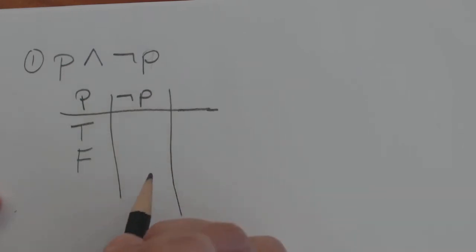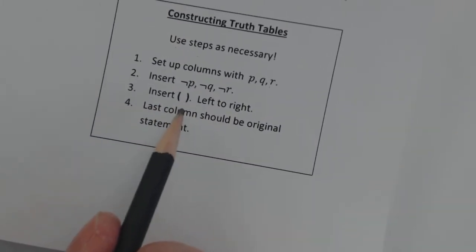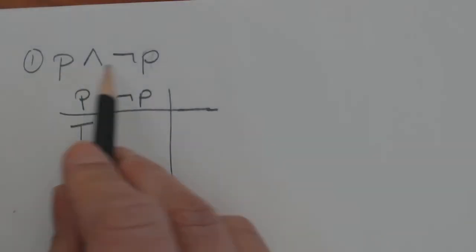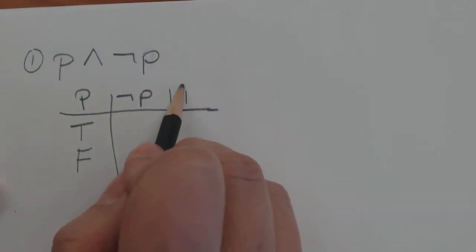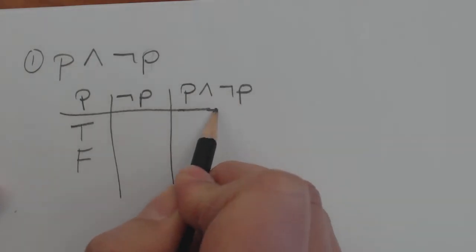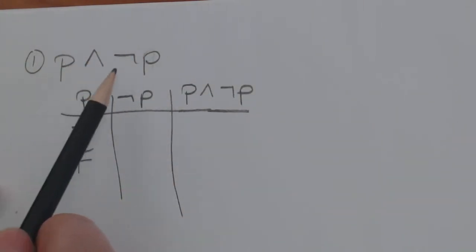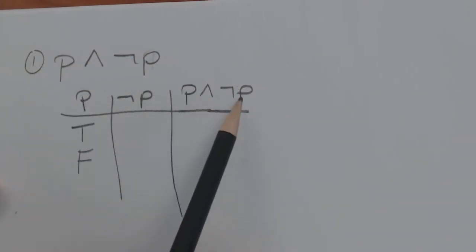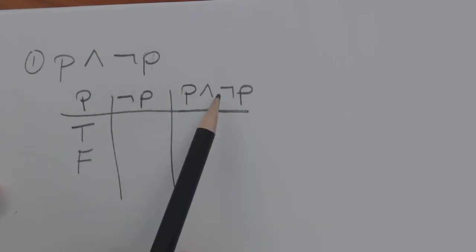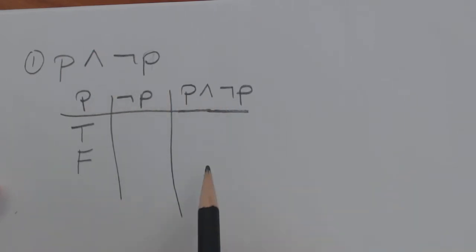And now we look to see step 3 says insert parentheses. We have no parentheses, and it says left or right. We don't have any. So the last column, we're just going to put in the original statement. This here is the original statement, which should match up with this last column. So making sure that it does. And that's our last step. Okay, now we can go and fill it out.